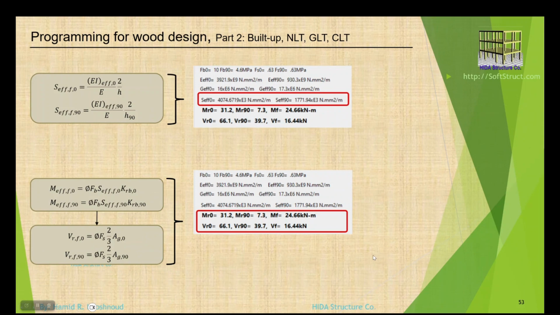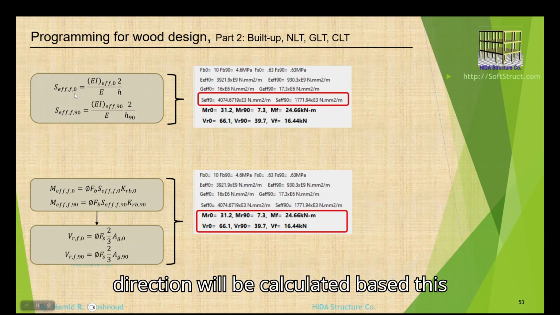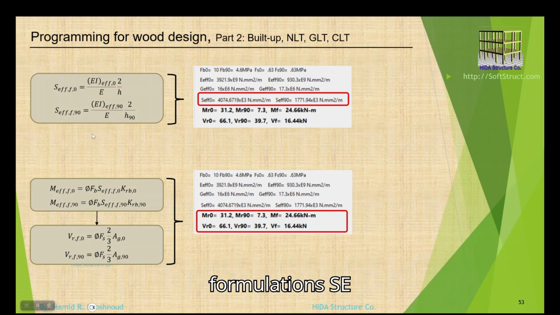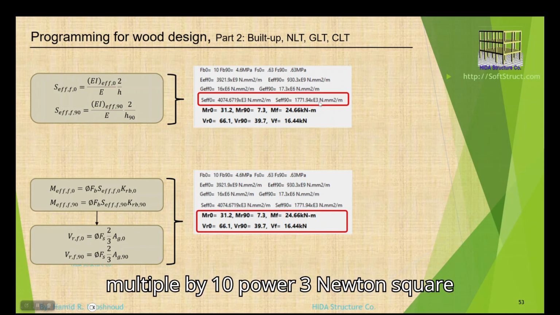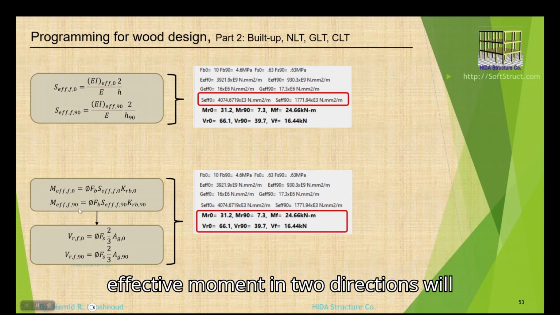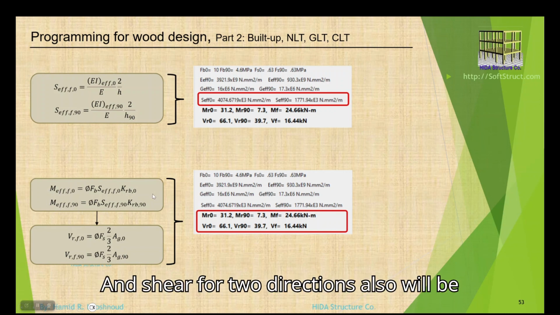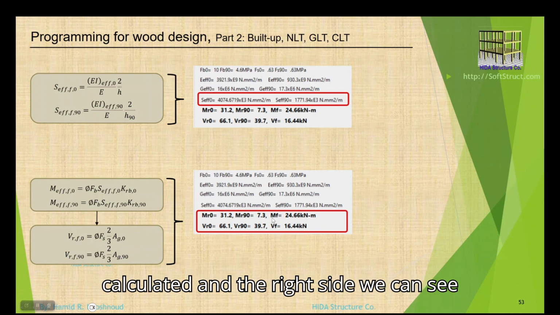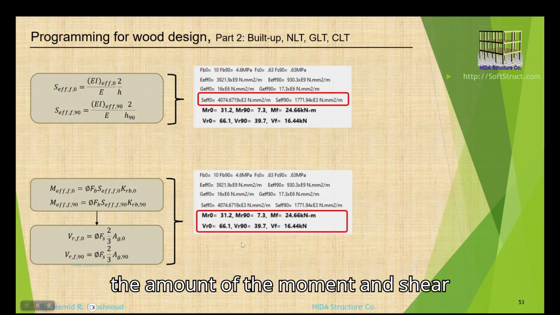The effective section modulus in two directions will be calculated based on these formulations. S effective 0 is equal to 4074, and S effective 90 is equal to 1771.94 multiplied by 10 power 3 Newton square millimeter per meter. Also, the effective moment in two directions will be calculated based on the formulation, and shear for two directions also will be calculated. On the right side, we can see the amount of the moment and shear in two directions.